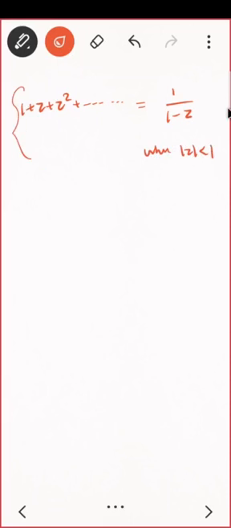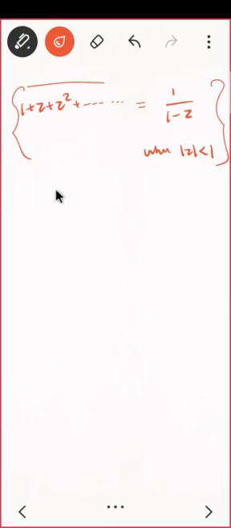Okay. Next thing is what? Geometric series. That is what? 1 plus z plus z square and so on. Correct? That converges to what? It converges to 1 upon 1 minus z whenever mod z is less than 1. Correct? This is what your geometric series is.